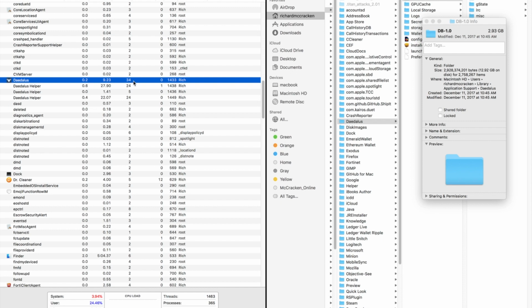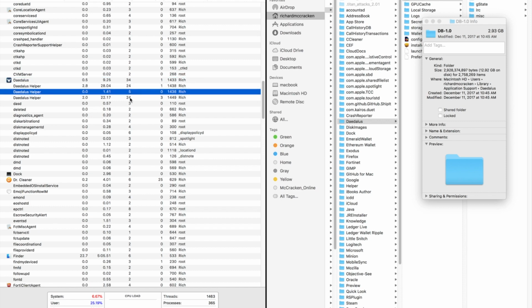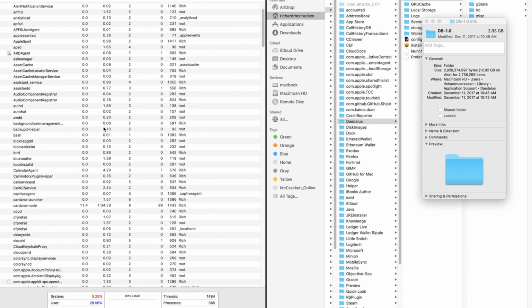Daedalus has 34 threads, and Daedalus helper, there's other agents. I don't know exactly what they do, but it has 24, 5, and 24 threads. But that was all the processes: Cardano launcher, Cardano node, Daedalus, and Daedalus helper. Those were the 4 processes.